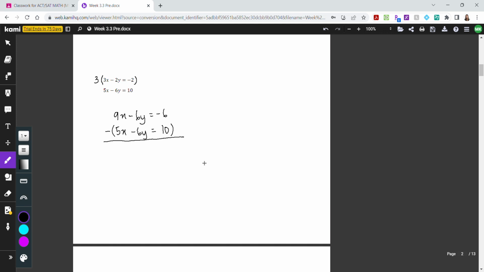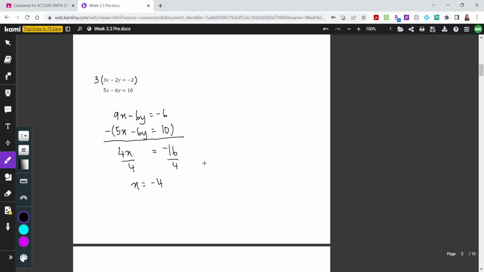All right, so let's do the math. So 9x minus 5x is 4x. Negative 6y minus negative 6y, so it becomes positive. So negative 6y plus 6y equals 0. Beautiful, we got rid of y. Now negative 6 minus 10 is going to give us negative 16. All right, let's isolate x. So divide 4 on both sides. X is going to be negative 4.